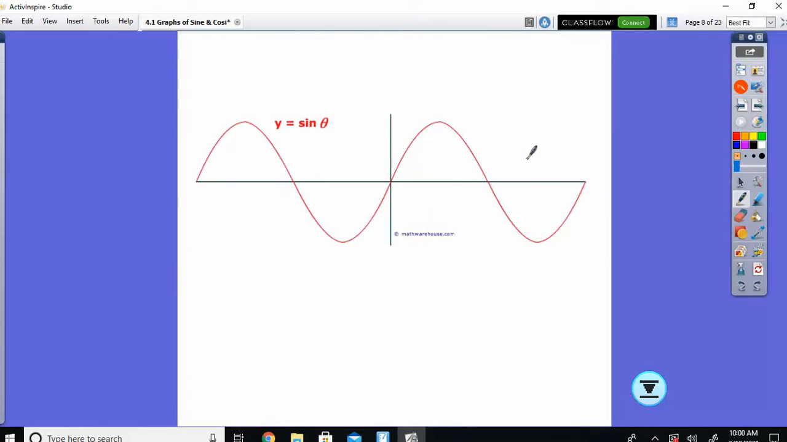This is just a picture showing what it would look like if you continue. This would be 2 periods of it, 2 cycles.